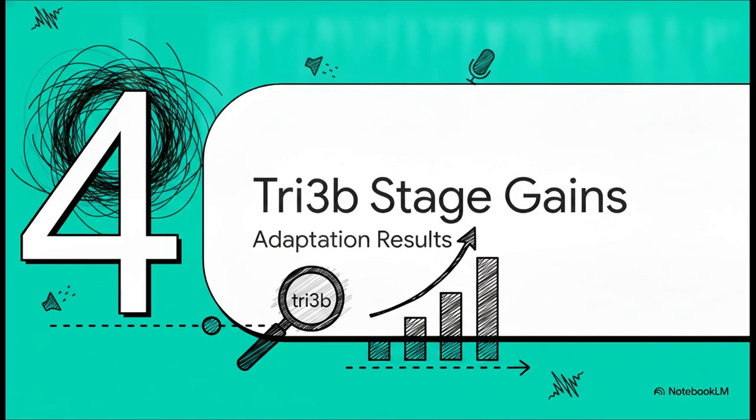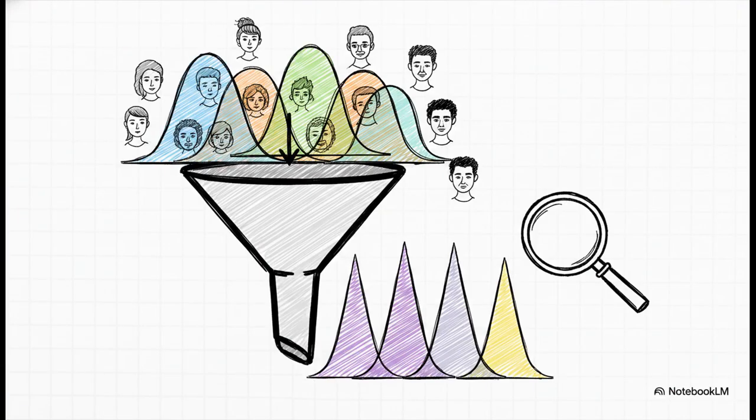Section 4, Tree Stage Performance Gains. Let's look at the actual results of all this adaptation. Now, running this loop is computationally expensive, right? So why do we even bother doing it, specifically at the Try3B stage of acoustic model training?